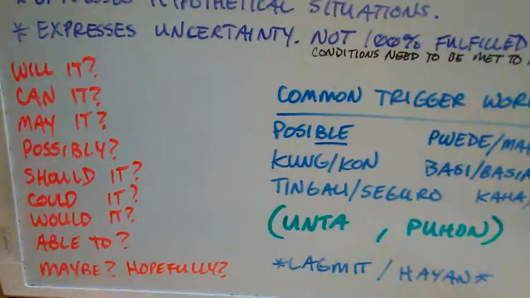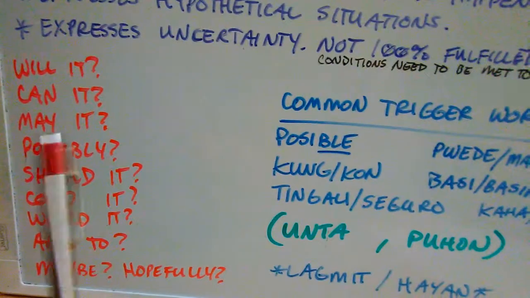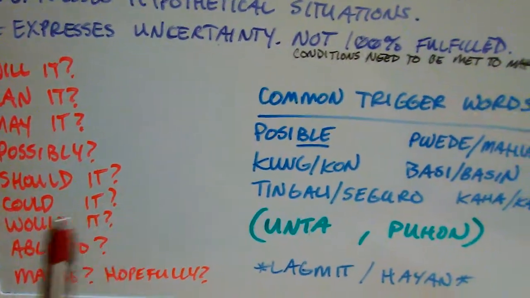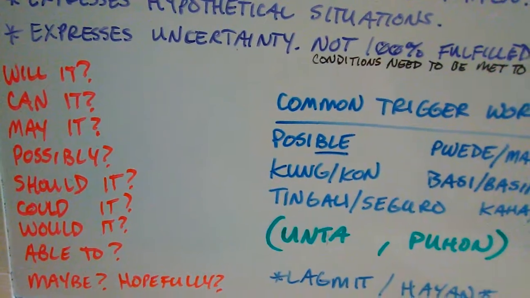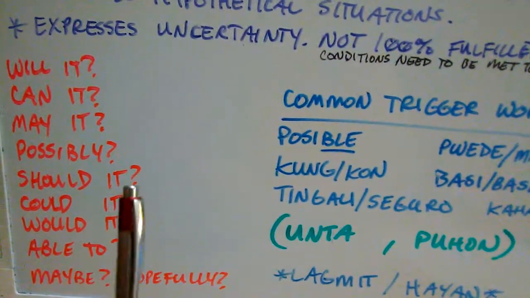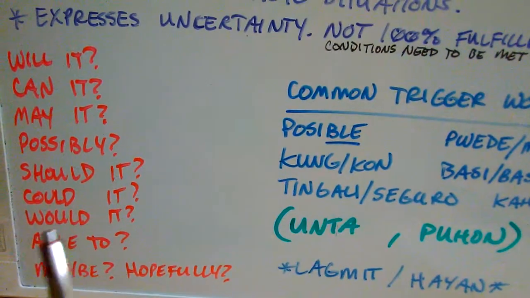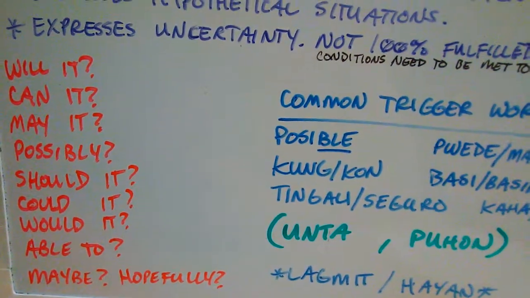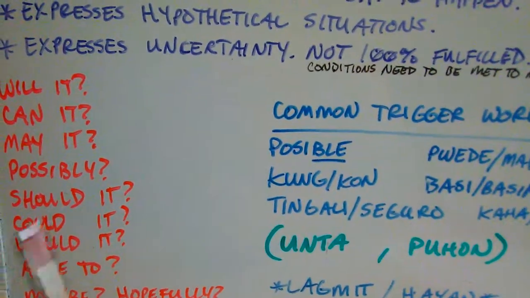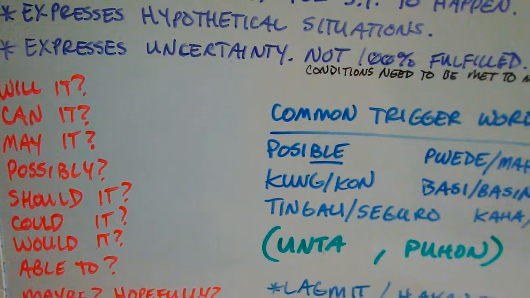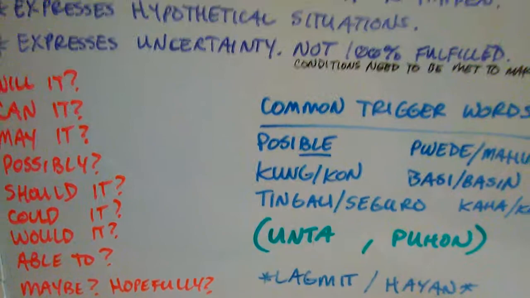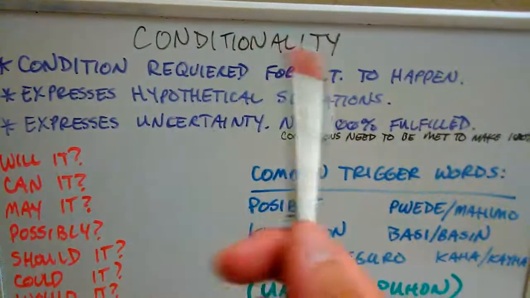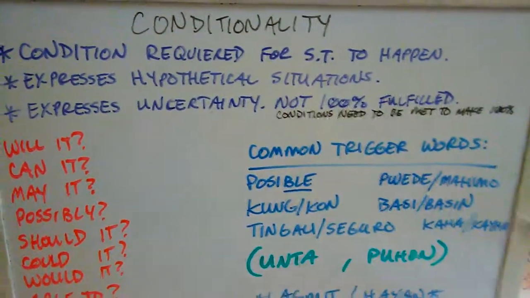So these things will just start running in your head. Will it? You know, for example, will you do me a favor? I don't know. Would I? Could I? Should I? May I do you a favor? Could I? Can I? I don't know. See, so it doesn't express 100% certainty because it's a condition. We don't know the answer, right? We're not 100% sure. So again, conditionality just expresses that.